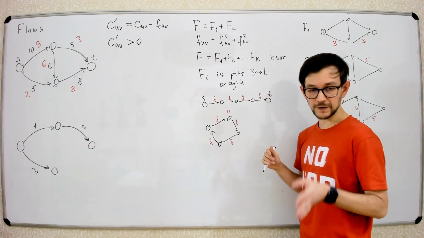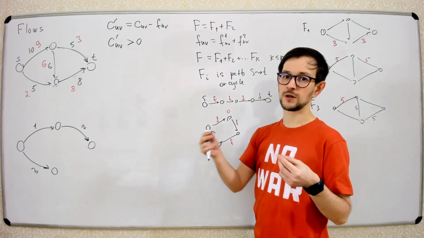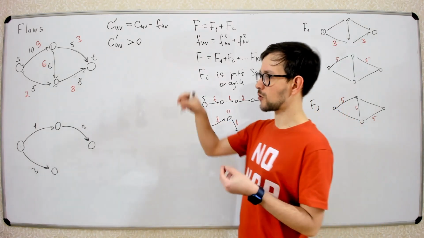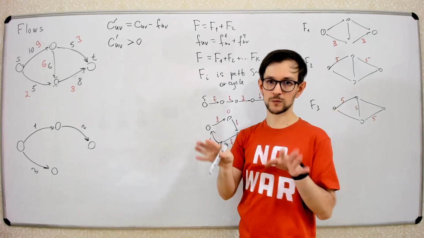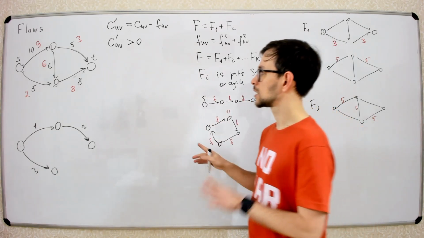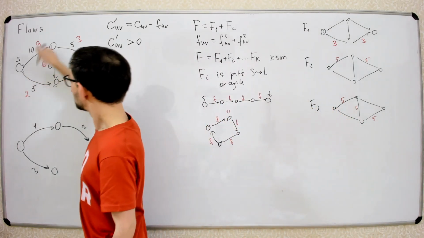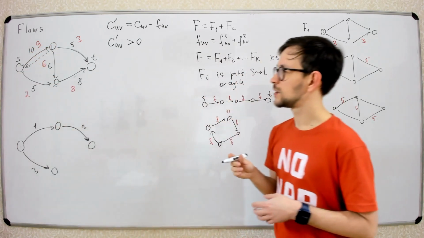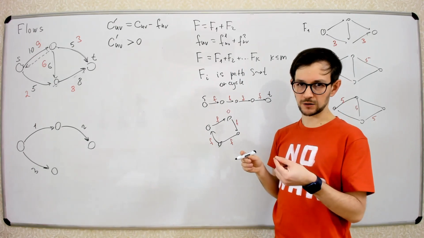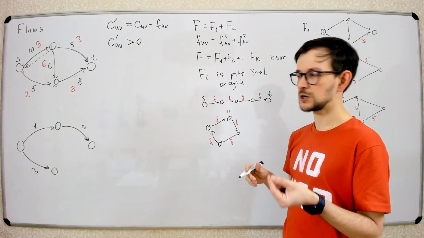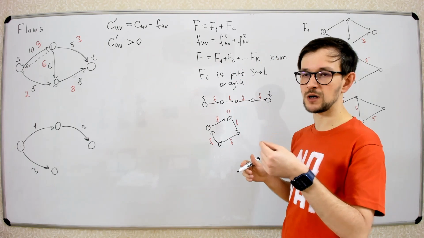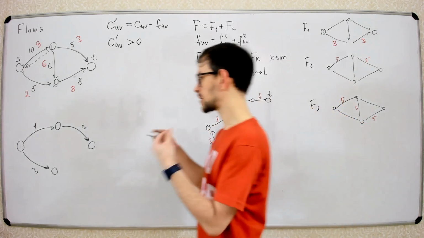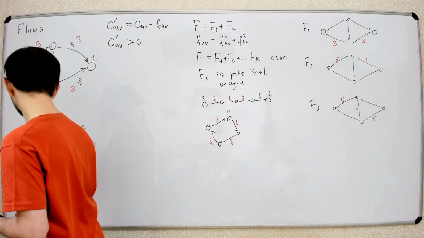But that's not all. We also need to add the reversed edges we added before, right? So for each edge, we also have the reversed edge, and we'll add them to the residual network as well. For example, for this edge, we have this reversed edge. The flow for this edge is -9, and the capacity is 0. So the residual capacity will be 0 minus -9, right? So the residual capacity is 9.